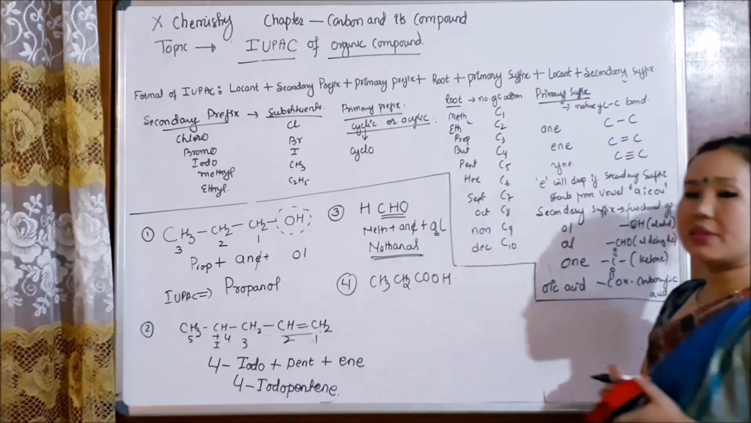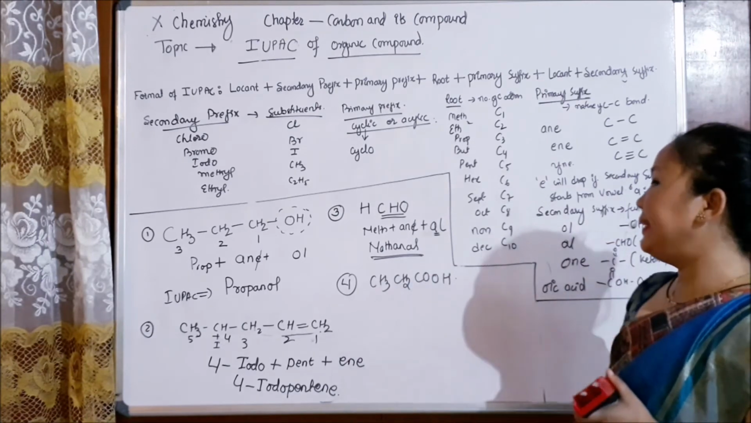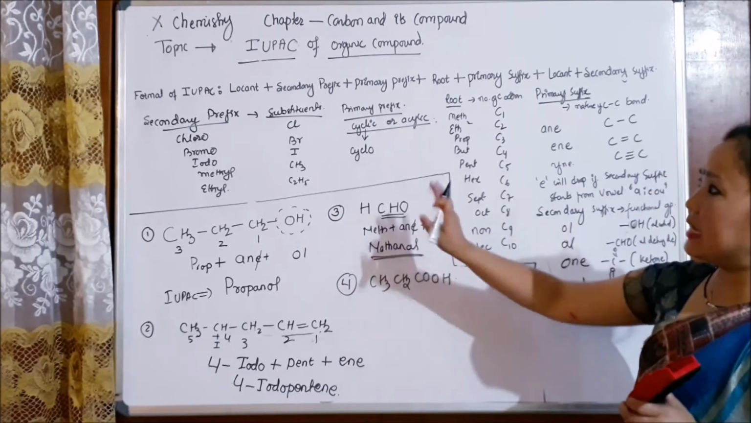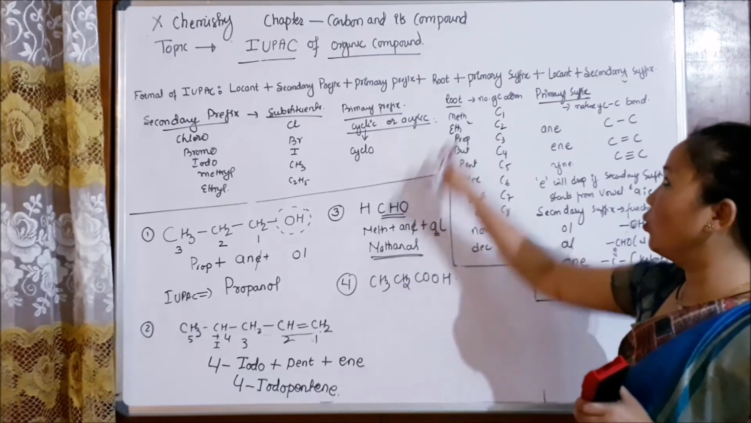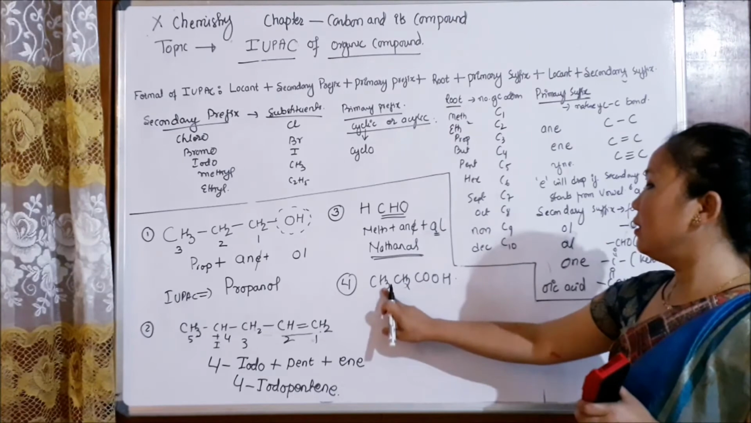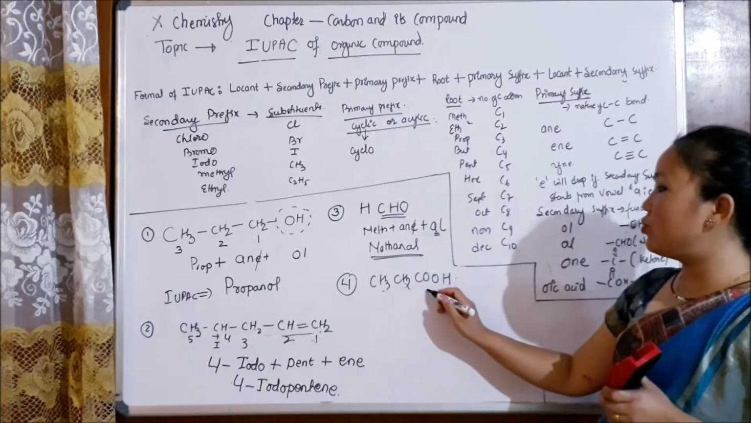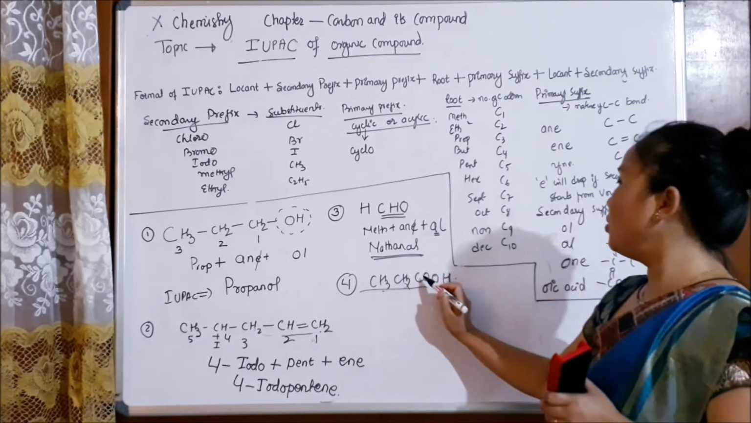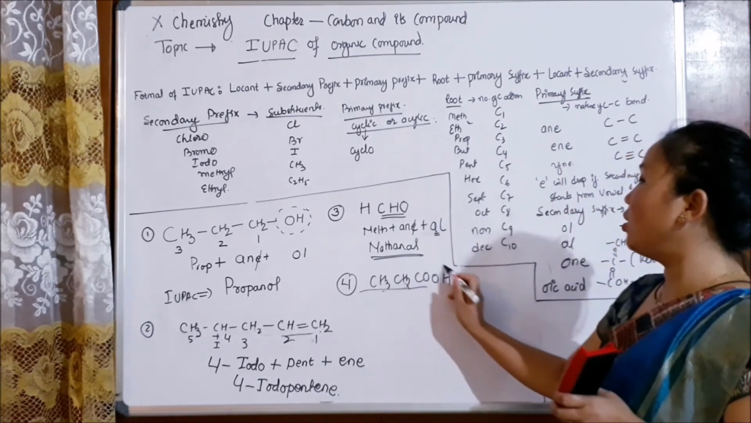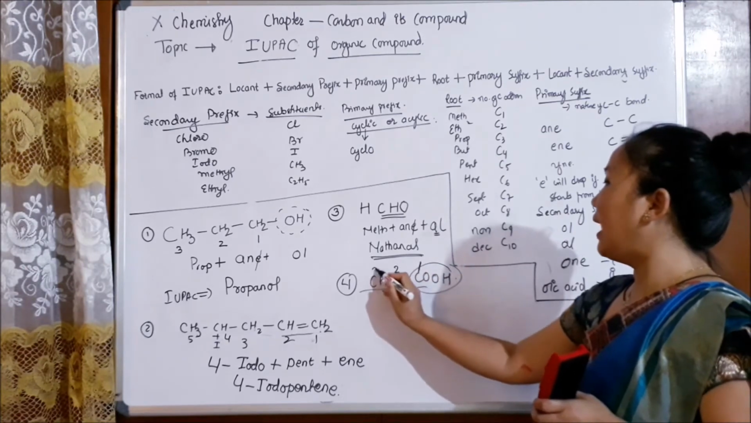We'll try to name this compound. Okay. So how many are there? 3. There's no prefixes, isn't it? Nothing is there, not cyclic, nothing is there. So we'll start with root. How many are there? 3. So you need to choose the longest carbon chain, right? So you need to number from that side where your functional group gets the lowest position. So 1, 2 and 3.